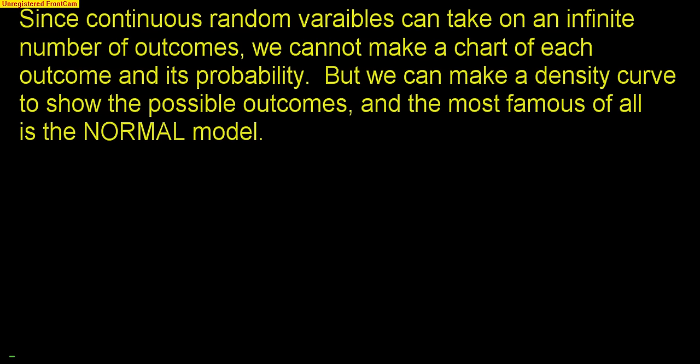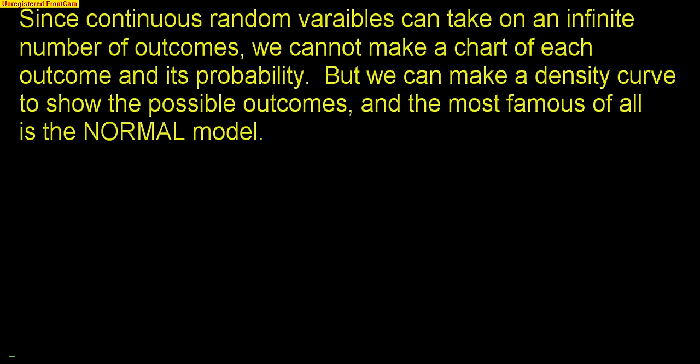All right, now we're going to jump up and talk about continuous random variables. Discrete random variables are pretty easy. Your calculator is a huge help. I hope I convinced you how simple that is. But now let's talk about continuous random variables. Since continuous random variables can take on an infinite number of outcomes, we cannot make a chart of each outcome and its probability. Think about it: the outcomes are infinite. How could you possibly make a list or a chart of all of them? But we can make a density curve to show the possible outcomes.